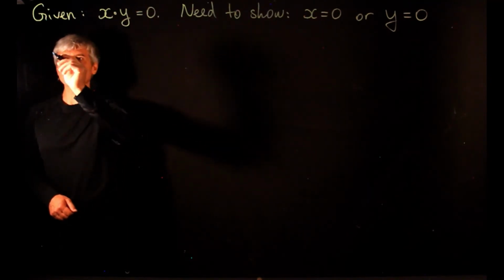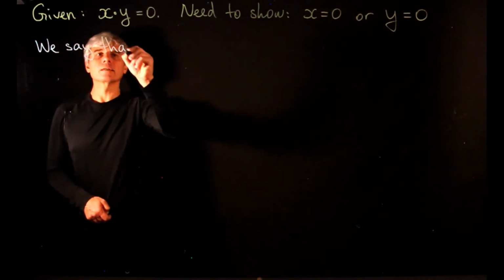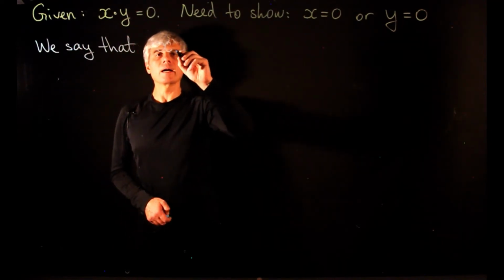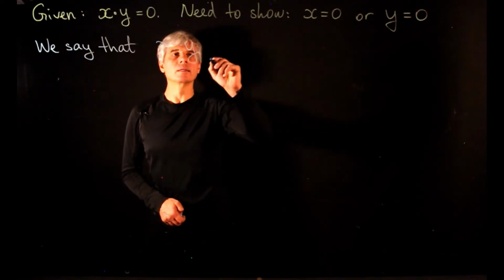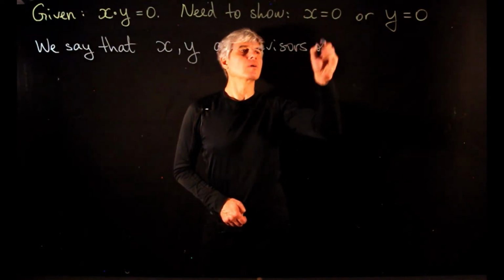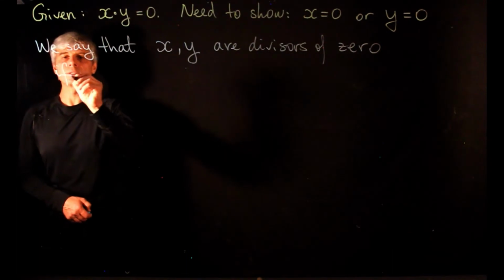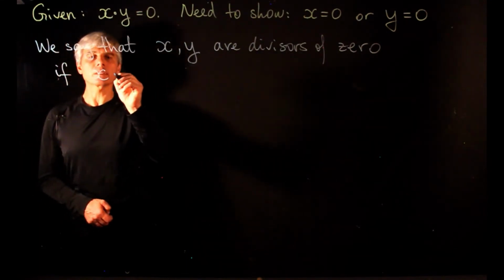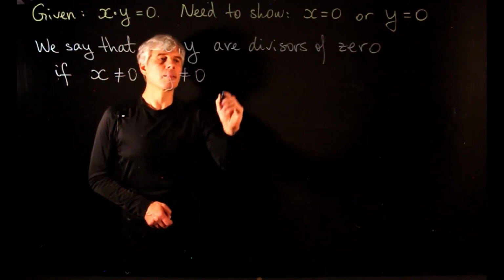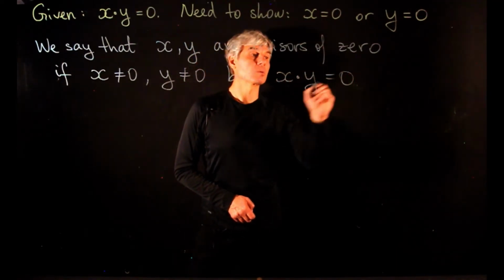And so here is a piece of terminology. So we say that x and y are divisors of 0 if x is not equal to 0, y is not equal to 0, but x times y is equal to 0.